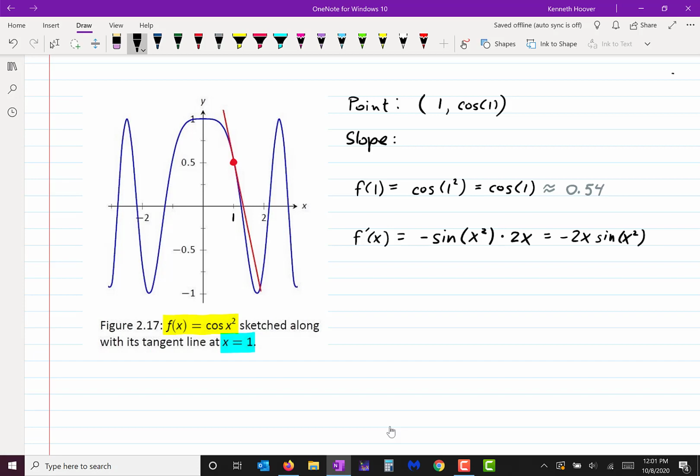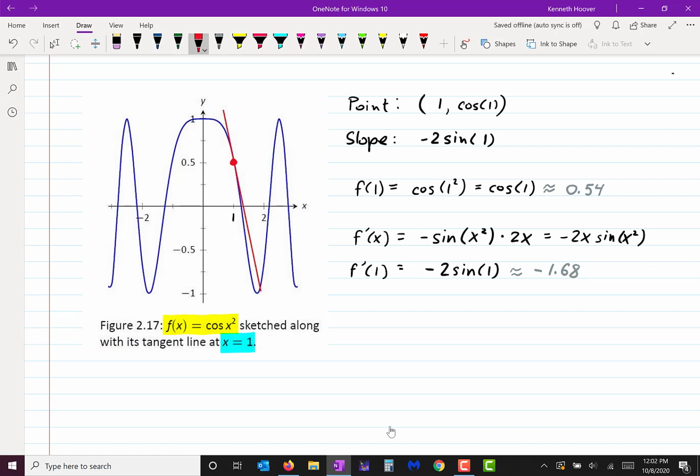Okay, that's the derivative at any particular x value. We want the derivative when x is 1, so let's plug in 1 into there. We'll get negative 2 sine of 1. You agree with that? So that's the slope. If you want to know a decimal approximation, that would be approximately negative 1.68.